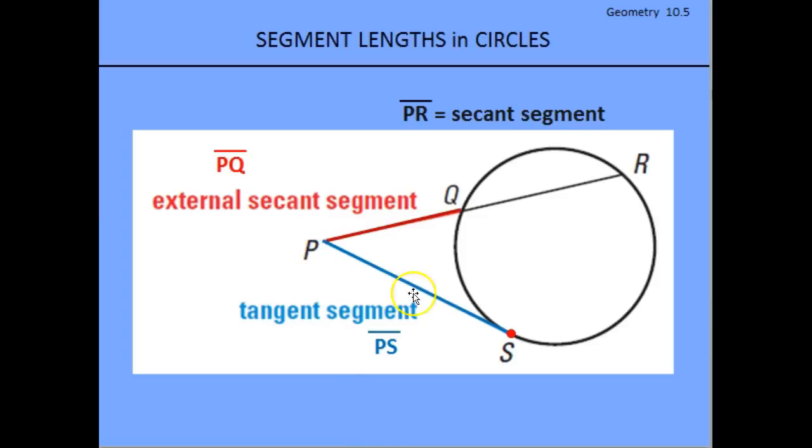So this segment is tangent at point S, and we have a whole secant segment of PR. That's the secant segment. And this is the external part of it. PQ is the external part of the secant segment, which is hard to say, secant segment. So there you have some new terms there. How about if we use them?